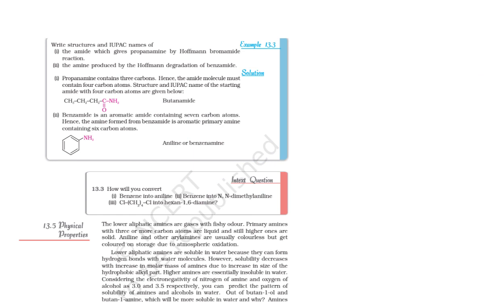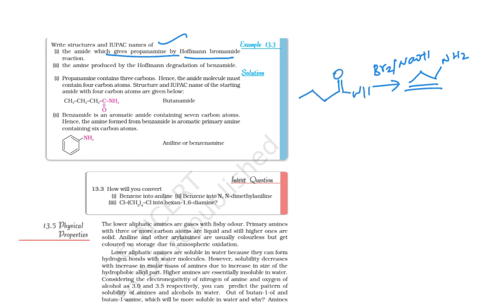Next, there is a reaction. Write the structure and IUPAC name of the amide which gives propanamine by the Hoffman bromide reaction. First we write the propanamine. This should be formed from Hoffman bromide degradation. Then the amide should have one more carbon than that, right? So we have 3 carbons, so we should take 4 carbons. This is your reactant. What is the name? This name is butanamide. Clear?